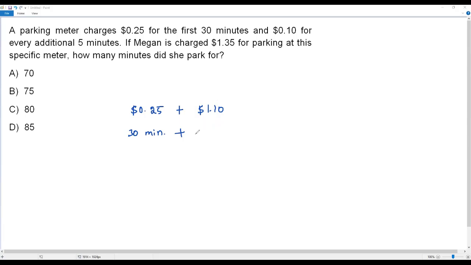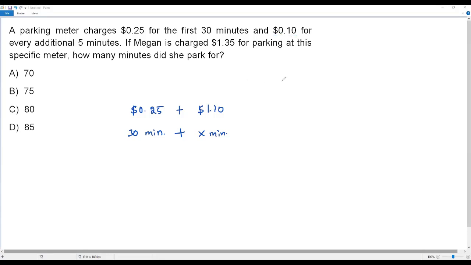Now we have to find the time for this charge $1.10. Let me assume they have parking of X minutes for this charge $1.10. Once I get the value of X, I get the time in minutes for this charge, and I already know the number of minutes for the first part. So when I add 30 minutes and X minutes, I'm getting the total number of minutes Megan parked at that specific meter.